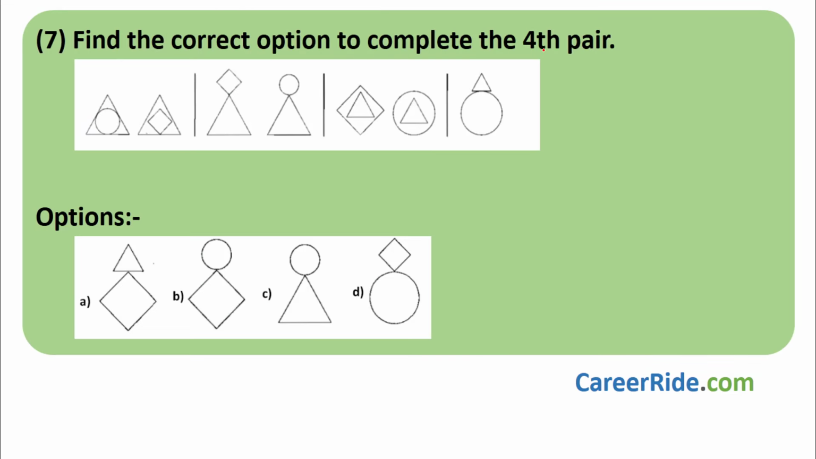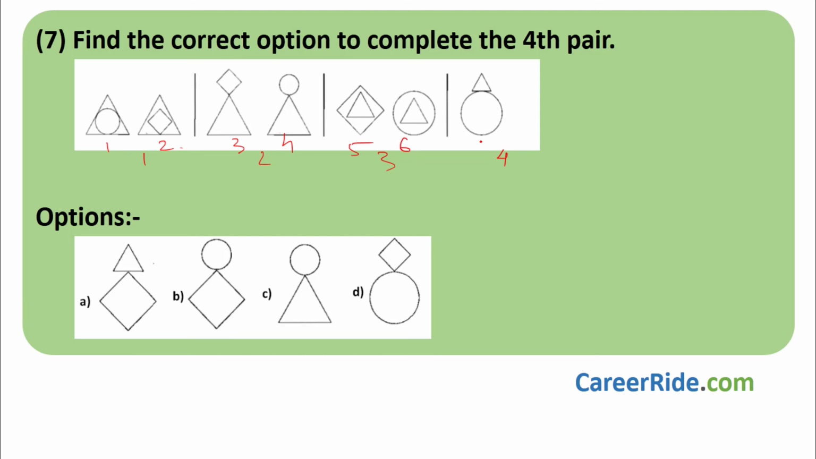Find the correct option to complete the fourth pair. Again over here you can see it is non-verbal analogy. So fourth pair, this is one pair, second, third and fourth. So there must be some relation between these which we have to find. So over here see 1, 2, 3 and 4. The first and fourth are similar because triangle, circle, circle, triangle. Over here square or diamond and a triangle, diamond and triangle. So internal figure comes outside. So 1 and 4 related, 2, 3 related.